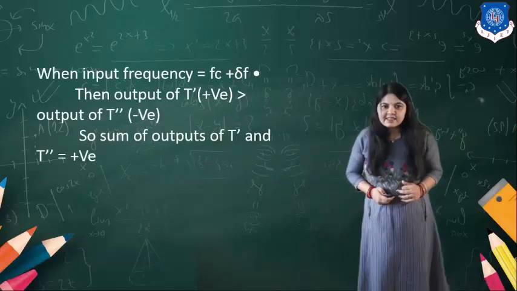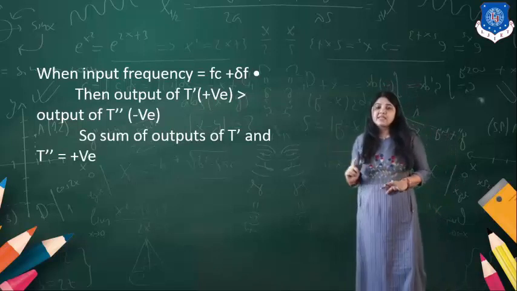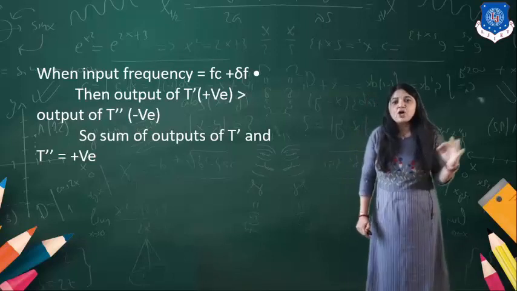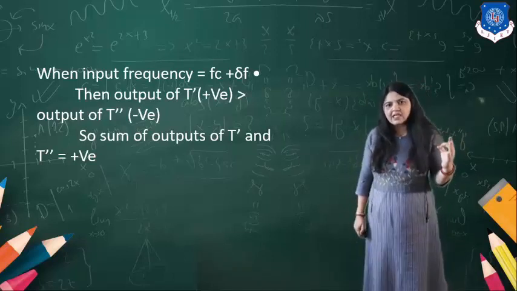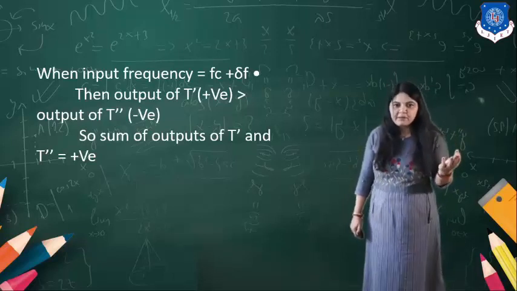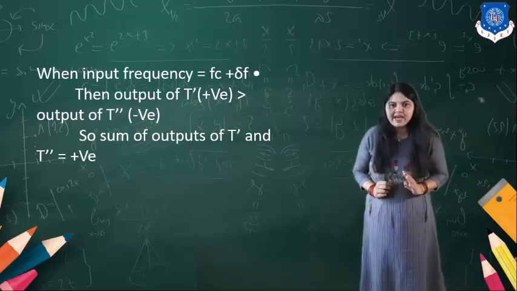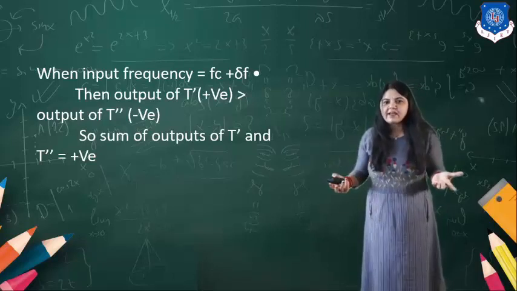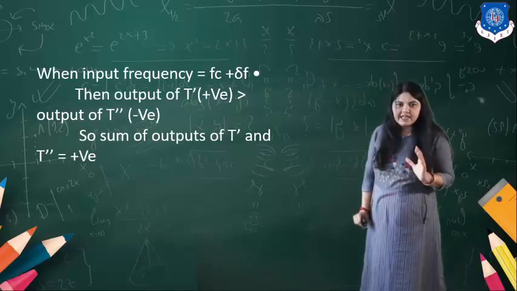Another case is when the input frequency is Fc plus delta F. Why are we taking Fc plus delta F? Because the dual circuit is connected. Normally you know that we make the capacitance value variable compared to the L. So my L is constant, my C is varying, and due to that my frequency is varying. Due to that we write it as Fc plus delta F.